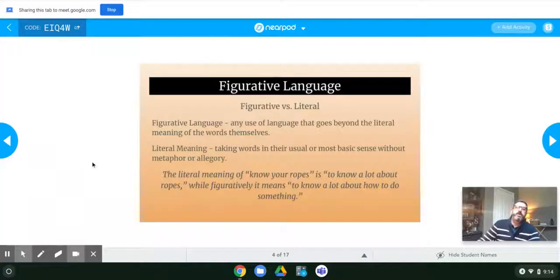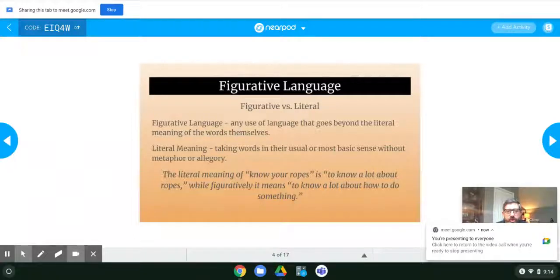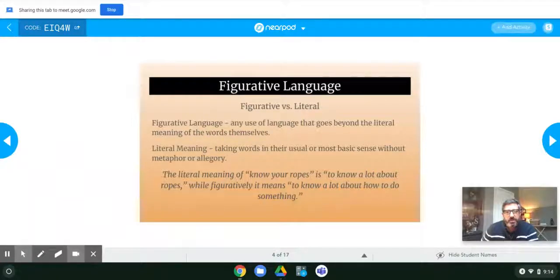Anyways, back to what we were saying. Know your ropes. The literal meaning of know your ropes is to know a lot about ropes. But if we were to look at that figuratively, meaning we were going to look at it beyond the literal meaning, it means to know a lot about how to do something. So that's the difference in figurative and literal meaning. Literal means you take the words exactly as they're written on the page. Figurative means you go beyond how they're written and you find another meaning for them. So in The Telltale Heart that we're going to read next week, Edgar Allan Poe, the author, uses figurative language a lot in that story.